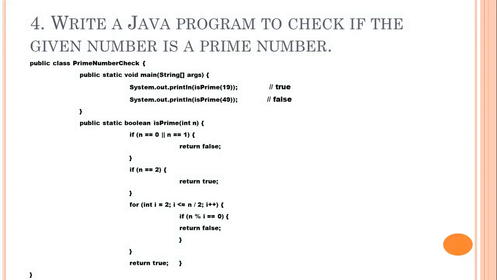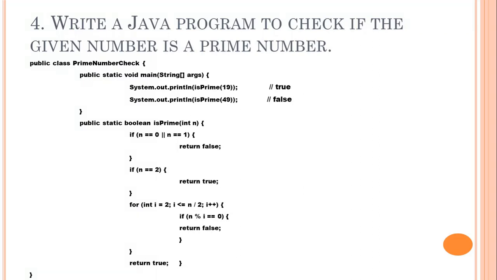So the fourth program is: write a Java program to check whether a given number is a prime number or not. We need to check that the number should not be divisible by any other number except itself. Like 19, we cannot divide it by any other number. Meanwhile, 49 can be divided by 7. Okay, let's see how the logic will work.